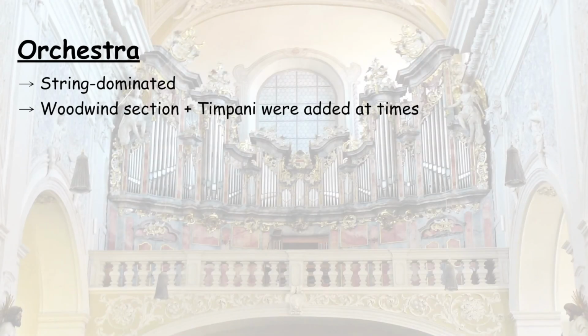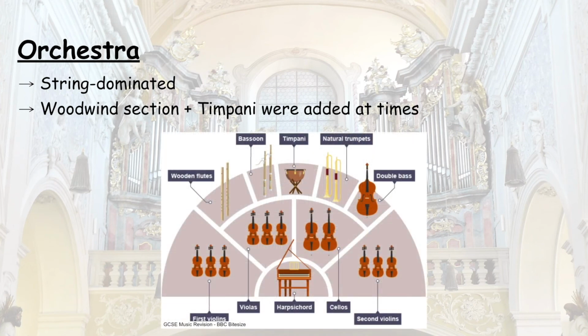The orchestra was mainly string-dominated, and the string section was very important. String instruments included cellos, violins, violas, and double basses. Woodwind instruments included recorders, piccolos, flutes, oboes, and bassoons. Brass instruments included horns and trumpets, and the woodwind section and timpani were added to the orchestra at times, although they were not mainly focused on.